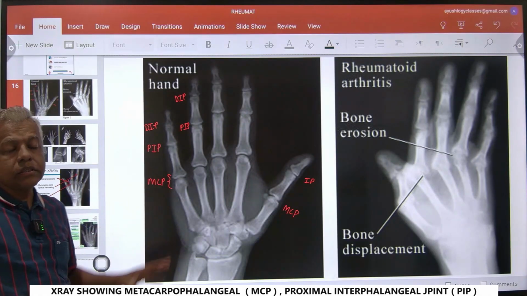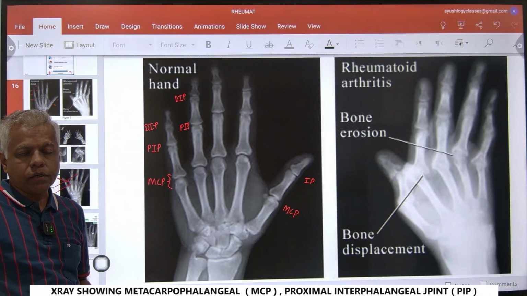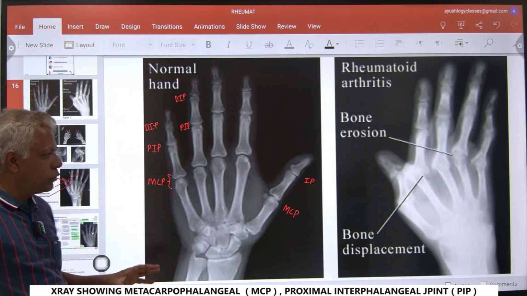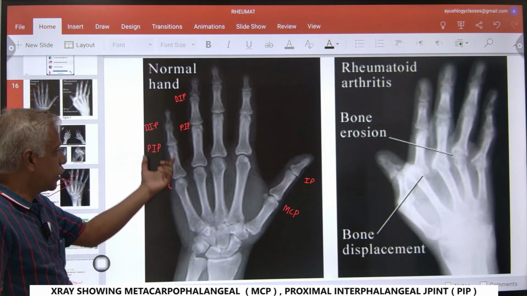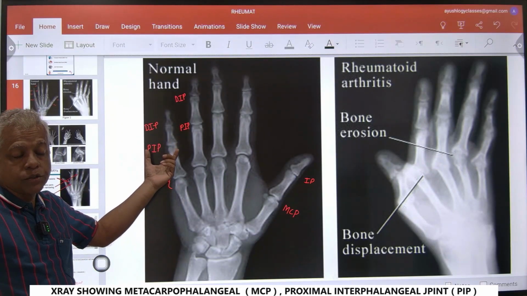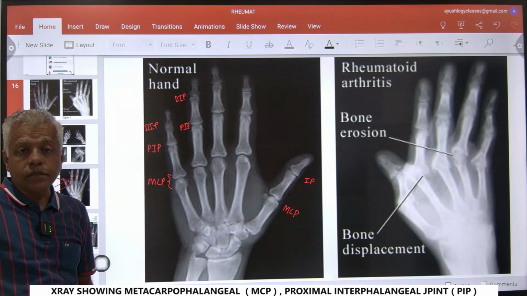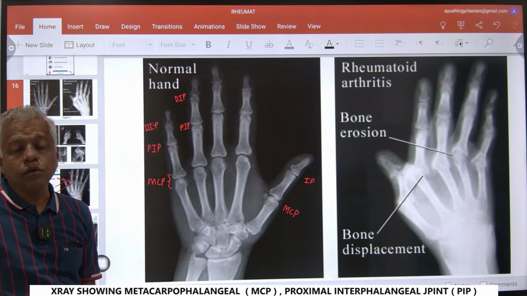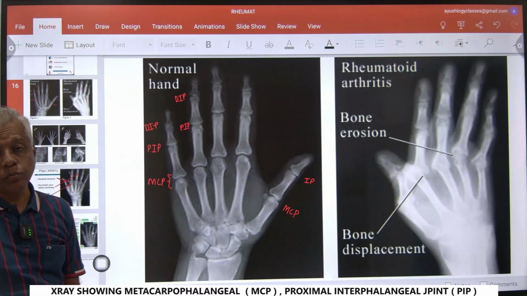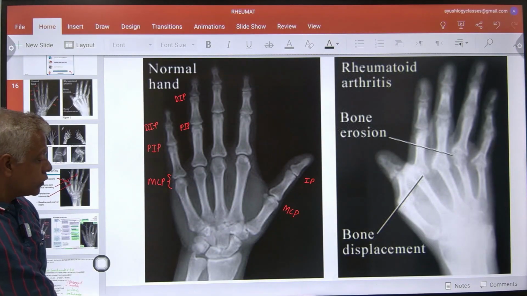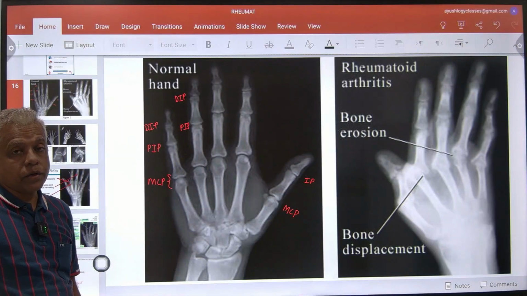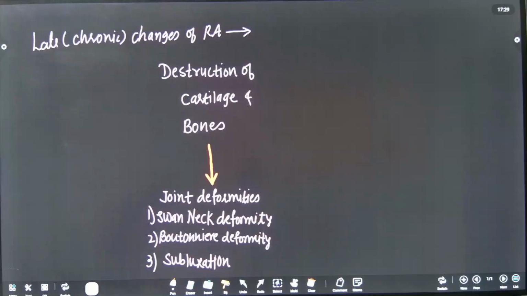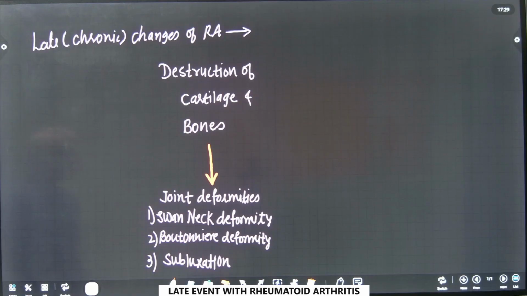So the message is, in rheumatoid arthritis, the small joints of the hand are commonly involved. When we say small joints are involved, it means the metacarpophalangeal joint and the proximal interphalangeal joint, and the DIP, that is the distal interphalangeal joints, are not involved, they are spared in rheumatoid arthritis. So I think your concept will be clear here. You should not have any doubt regarding this.